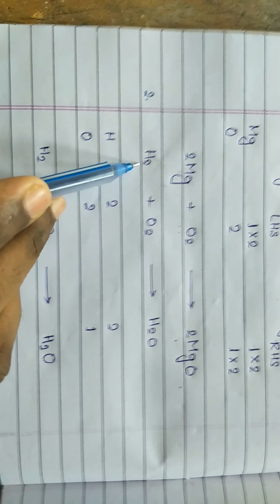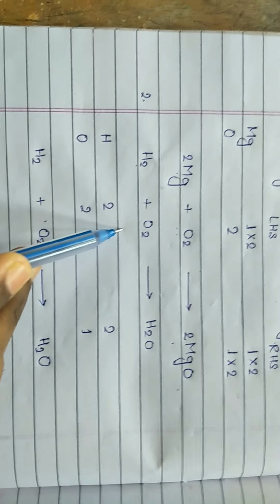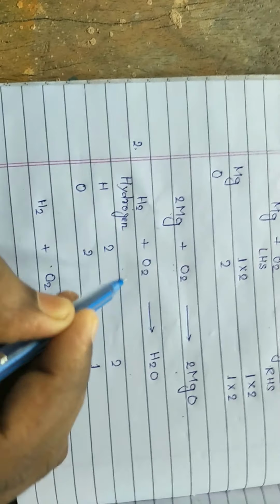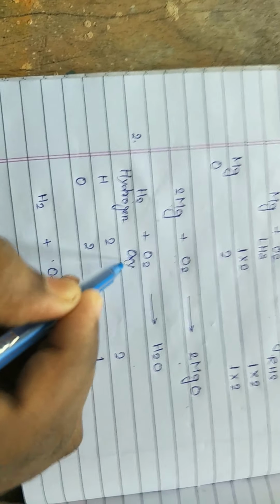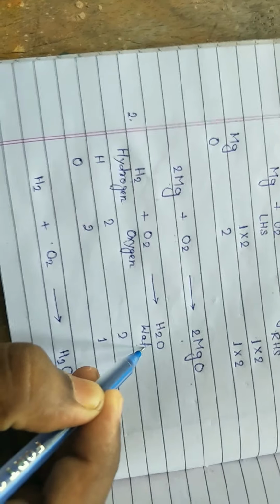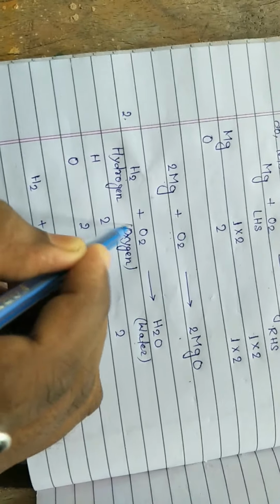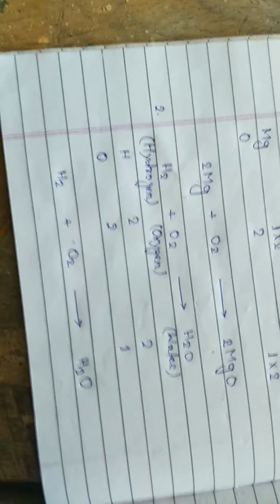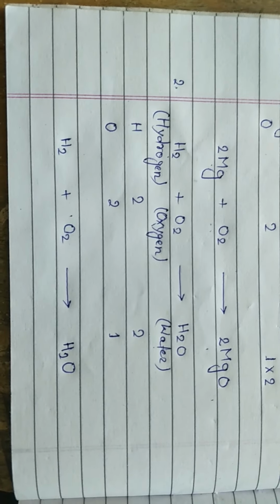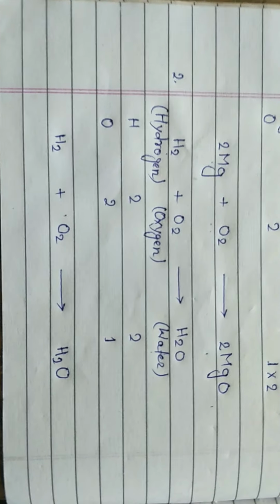Now let's take another example. H2, here is hydrogen, and O2 is oxygen. After reaction there is H2O, that is water. H2 is known as hydrogen, O2 is oxygen, and H2O is known as water in common language. We know that H2 is an element, O2 is also an element, but H2O is a compound. When hydrogen and oxygen combine together, water is formed.